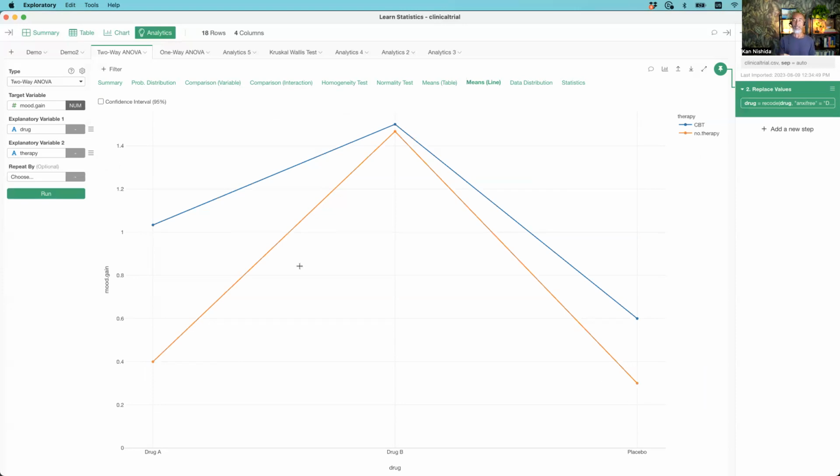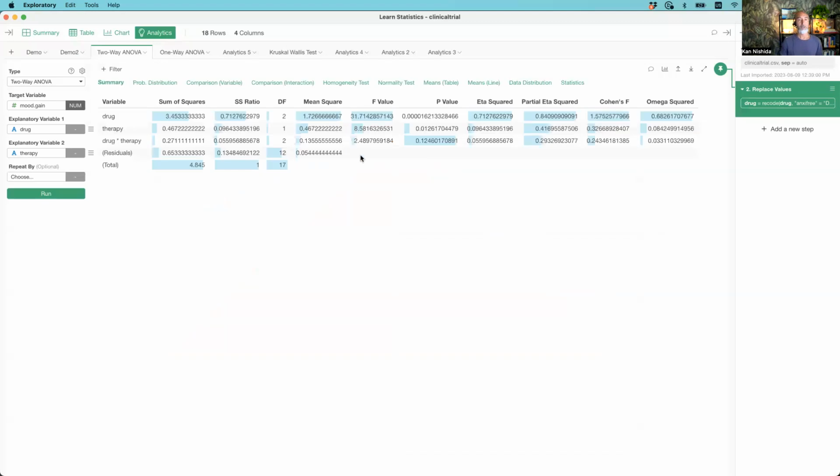The key thing is these two lines shouldn't cross. If they cross, then there is a significant interaction going on, so we can't really analyze by using ANOVA. This chart also shows us they're not intertwined, so we don't have an interaction. We can also come back here to see the interaction row that's not significant, so it should conclude the same result.